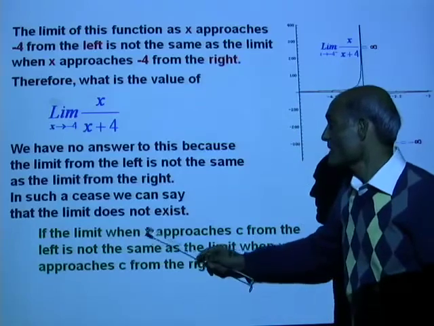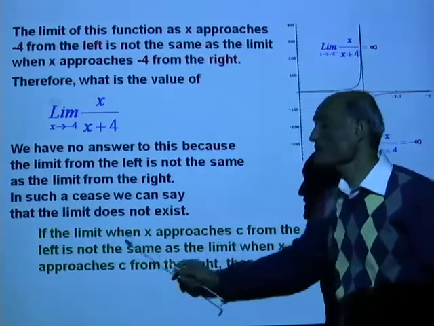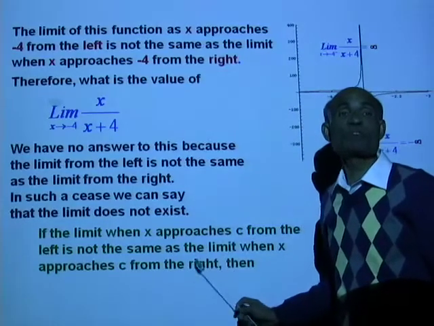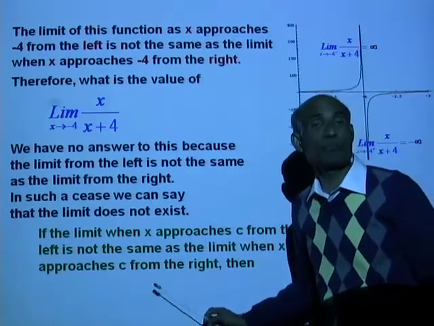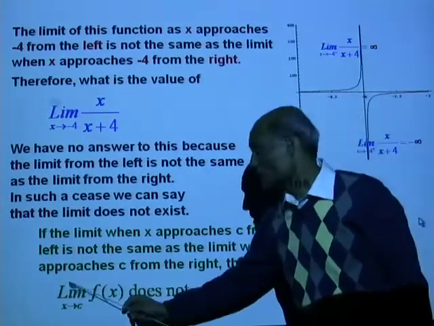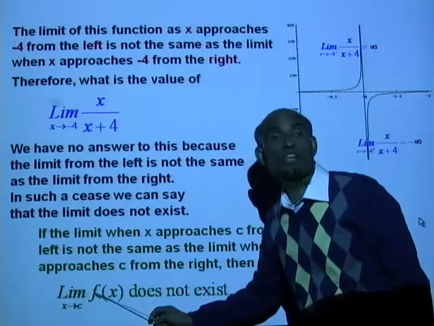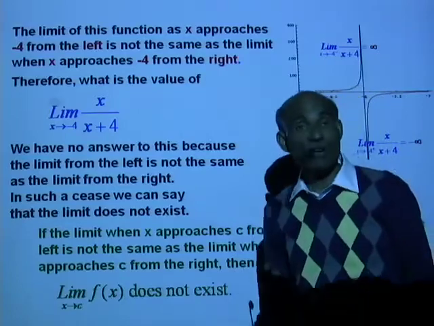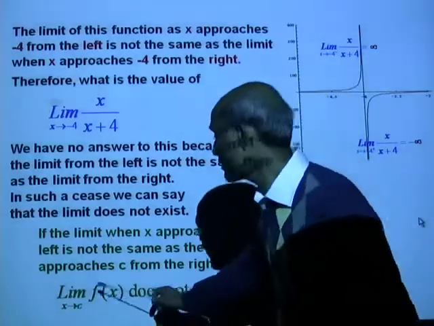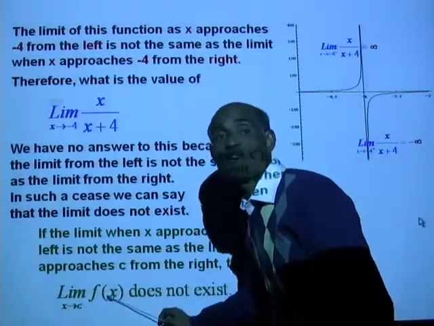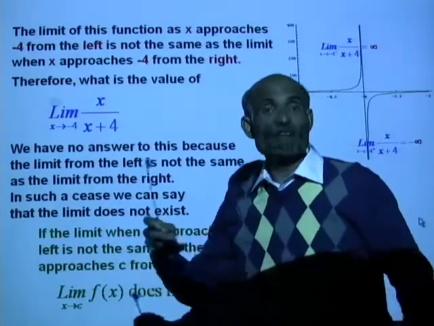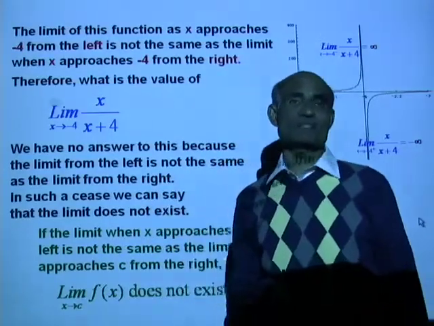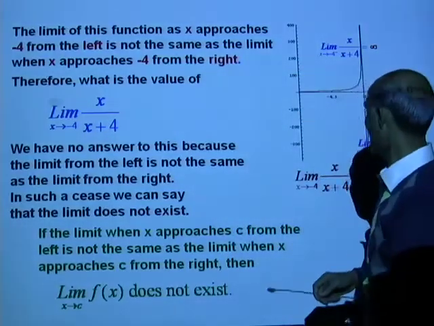If the limit when x approaches c from the left is not the same as the limit when x approaches c from the right, then the limit as x approaches c of f of x does not exist. In order that the limit as x approaches c of f of x exists, the limit from the left has to be equal to the limit from the right. Okay.